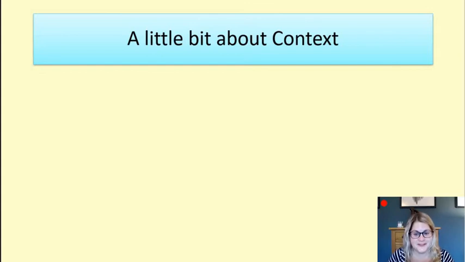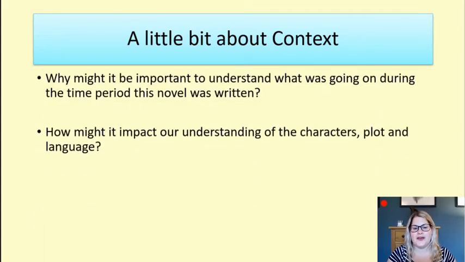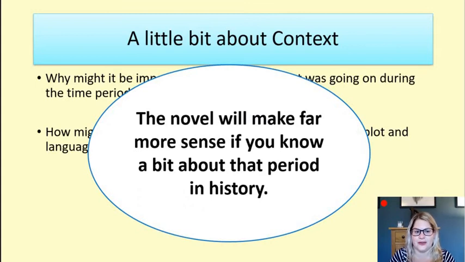Okay, hopefully you've done that task. So a little bit more about context to add from what you already did yesterday. So we know why context is so important. We know that it's going to clarify a lot of things. It's going to deepen our understanding of the text if we know what is happening socially, politically, at the time in which it was written. It affects the language, it might affect the plot, it will definitely affect the characters. So that is why context is so important.